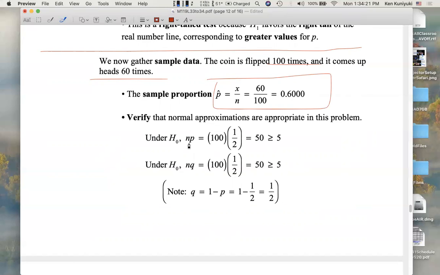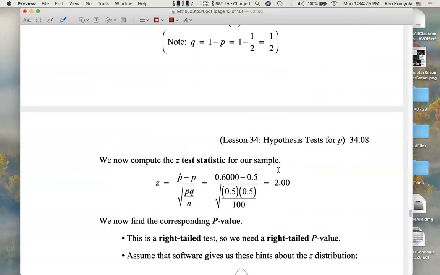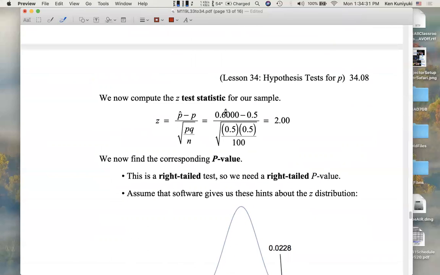Verify that normal approximations are appropriate. NP is at least 5, like before. Again, the only thing that's different from previous examples in this Z test statistic is that we changed that upper left value. It's now 0.6000. The Z test statistic is, look at this, exactly 2.00.